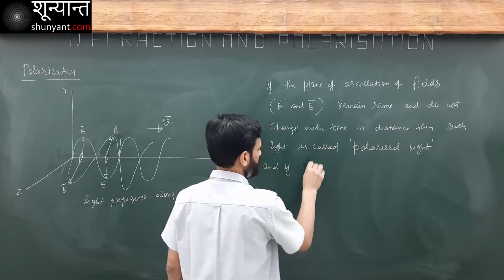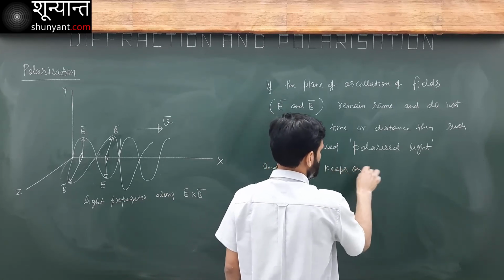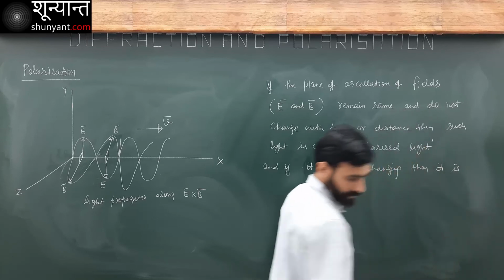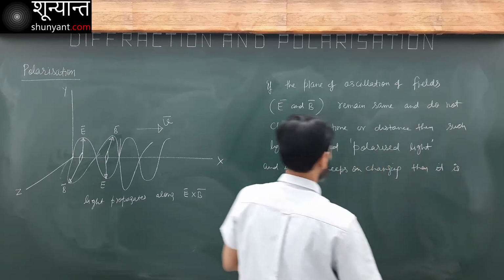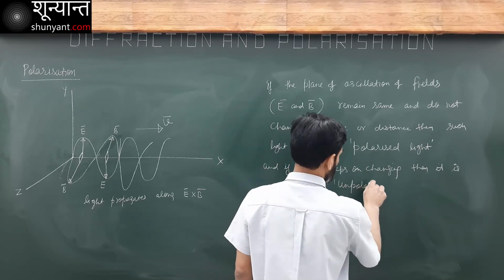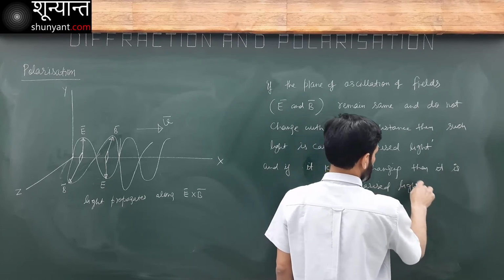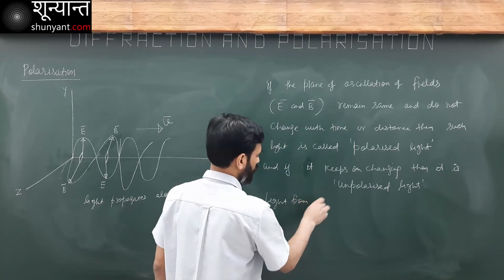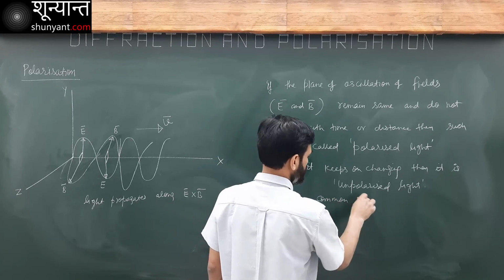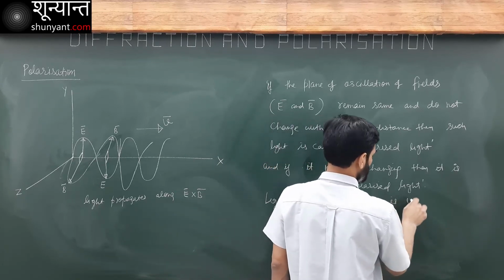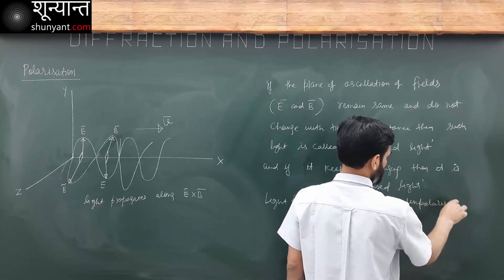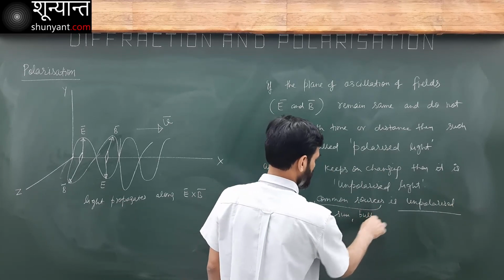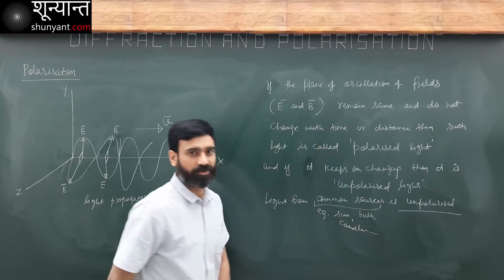And if it keeps on changing, then it is what we call unpolarized light. Now, light from common sources is unpolarized. But what are the common sources? Let's say the sun, for example, a bulb, a candle, all those common sources. Then the light is unpolarized.